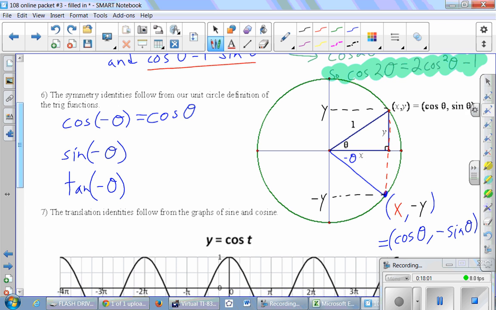But if you want to do sine of negative theta, then we know that sine of negative theta is the y-coordinate at this point right here. And the y-coordinate is actually negative sine theta. So sine negative theta is negative sine theta.